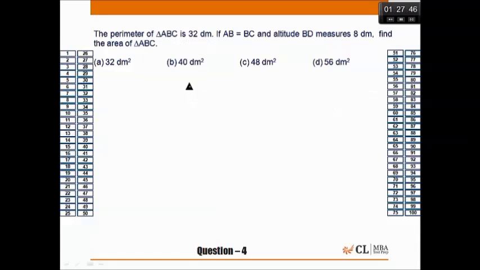Okay, 3 later. Fourth one. The perimeter of triangle ABC is 32 dm, decimeter. Okay, anyway, it doesn't matter. Okay. AB equal to BC, altitude. Okay, this is a good triangle, isosceles, so let's do that.